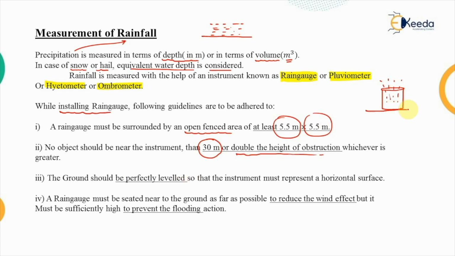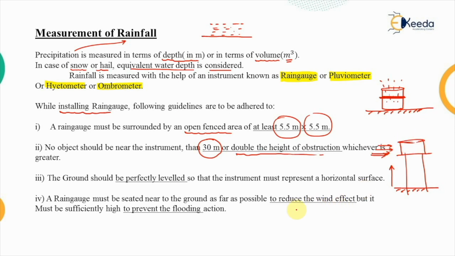The rain gauge must be on a horizontal surface, so that the water which is collected also represents a horizontal surface. Otherwise there would be some error. The fourth point is that the rain gauge must be seated near the ground as far as possible. It should not happen that, let's say this is the ground level and you have provided the rain gauge at this height, and now you are placing this bucket here. As we move away from the ground surface, the wind intensity increases, and because of that there will be chances of toppling of this bucket.